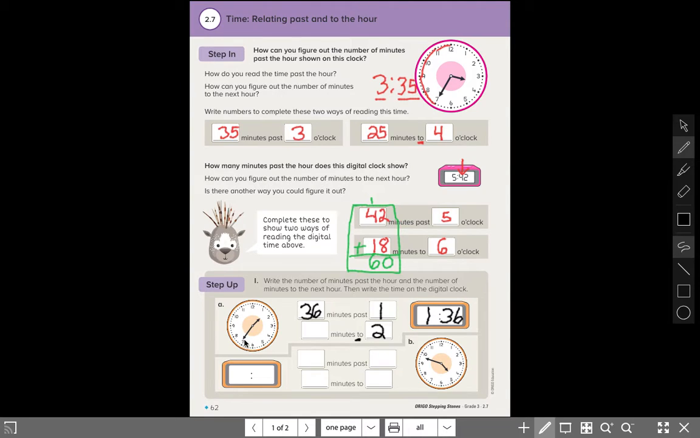We come over here. If we have to, we count by ones. 1, 2, 3, 4, 5, 6, 7, 8, 9, 10, 11, 12, 13, 14, 15, 16, 17, 18, 19, 20, 21, 22, 23, 24. It is 24 minutes to 2. And remember what I told you. If you want to check if you did it right, you can add these two numbers and they should total 60 if you did it correctly.